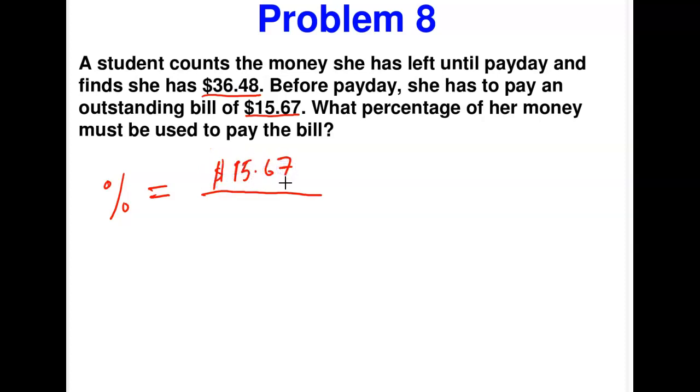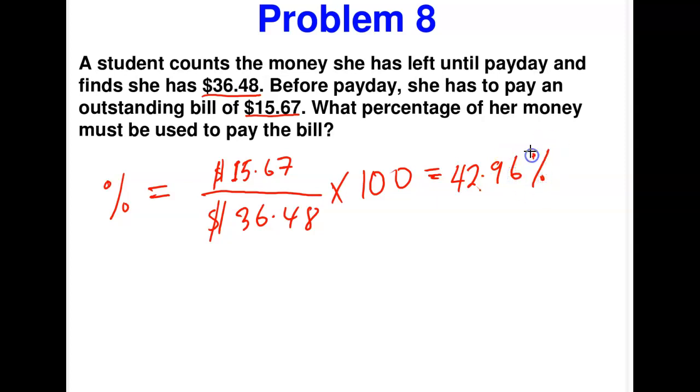The part will be 15.67 over the total. She has a total of what? 36.48. You're going to multiply that by 100. If you punch that into your calculator rightly, you're going to get 42.96%. That is the number you're going to get.